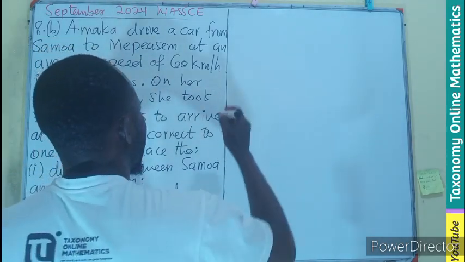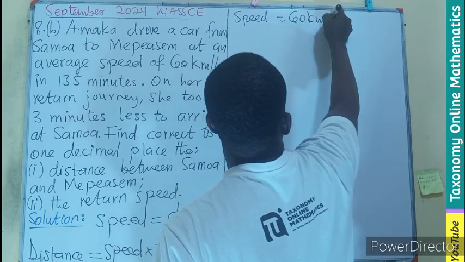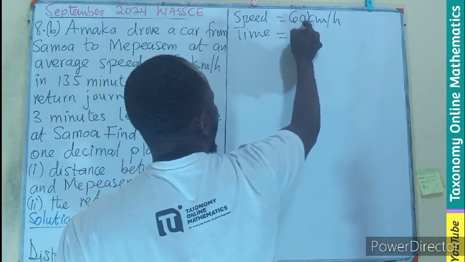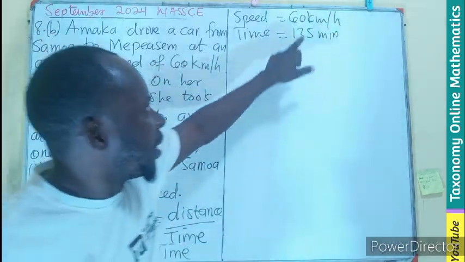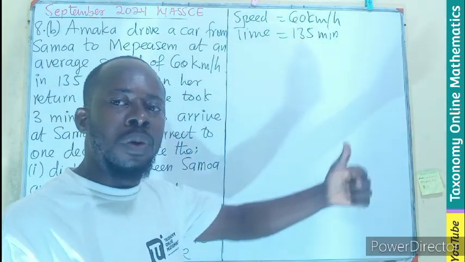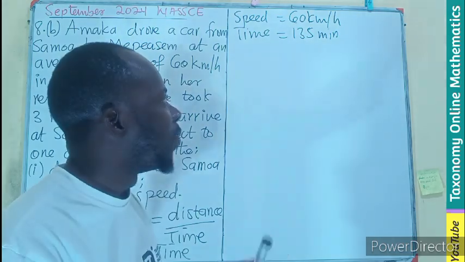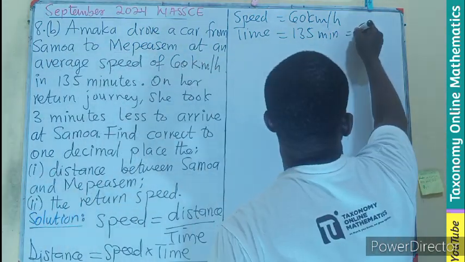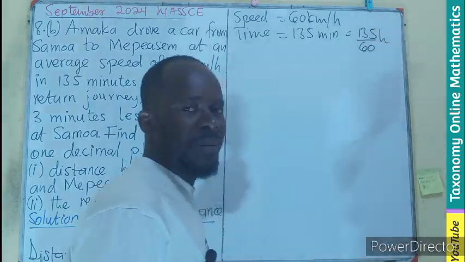So it means we can easily find the distance between Samoa and Mimpasem just by multiplying the two values. Speed is given as 60 kilometers per hour. The time is given as 135 minutes. You can see kilometer per hour, 135 minutes, meaning the minutes must also be converted into hours to make the unit of time the same. Minutes to hours, we divide by 60. So this is going to be 135 divided by 60 in hours.